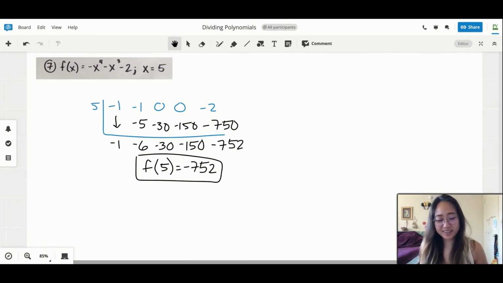So hopefully these problems helped clear up how to use long division and synthetic division to divide polynomials, especially with remainders. So thanks guys, and good luck.